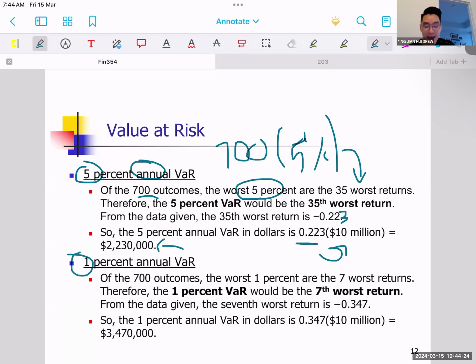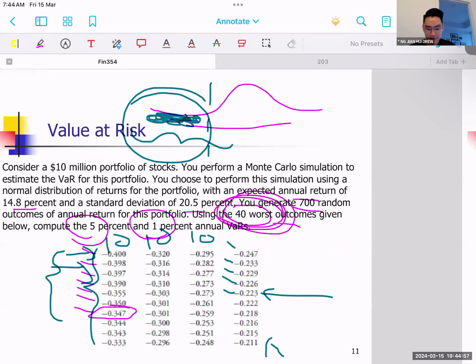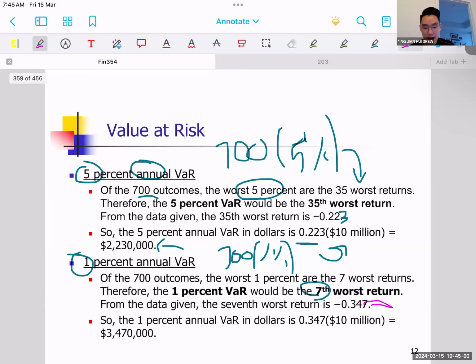Now, in a 1% VAR case, we do the same thing. We take 700 outcomes times 1%, right? And this gives you the 7th worst outcome. Now, going back to the example here, the returns, let's look at the 7th worst outcome. So 1, 2, 3, 4, 5, 6, 7. So we are interested in this outcome here, 0.347, right? And this is what we do, and we multiply it by 10 million.